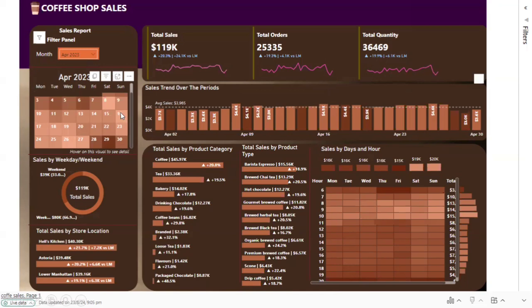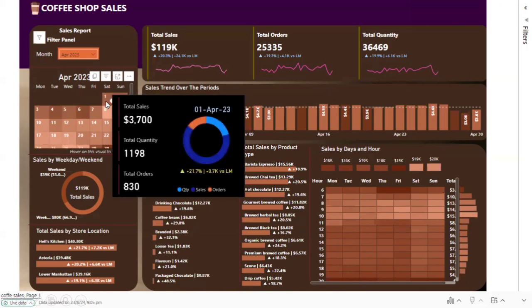And we can see here in this April, there is a 21% increase in our sale on the first day of this month, and compared to the first day of the last month, that is March, there is an increase of 21.7%, and the total sale we got was $3,700, and quantity also increased, and total orders.